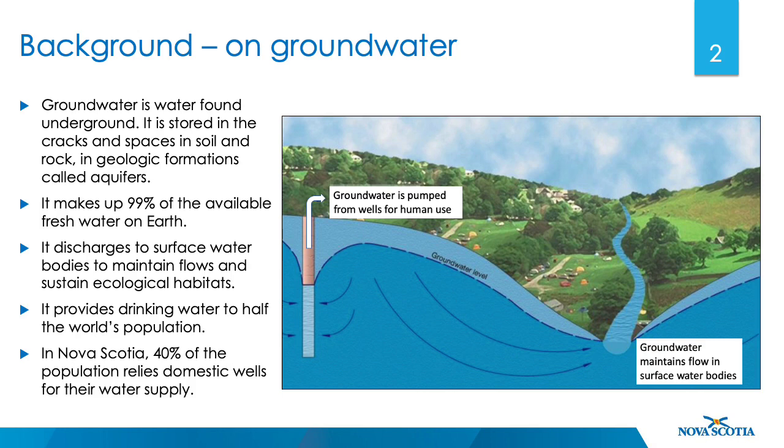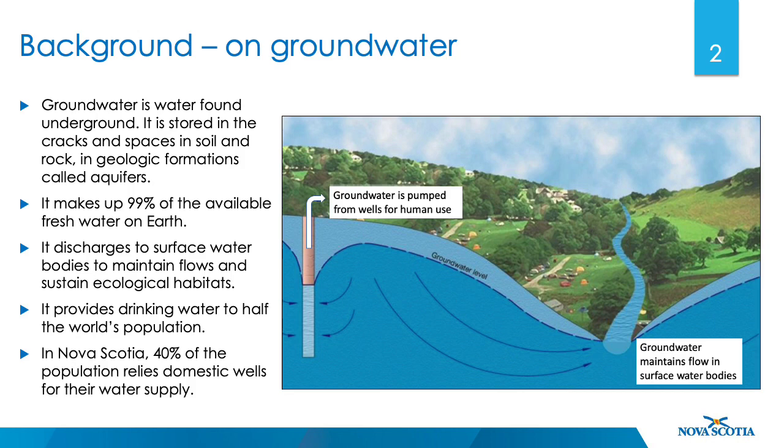Now, groundwater is important to the environment because it discharges to surface water bodies to maintain flow and sustain ecological habitats. So when you look at a stream during the summer when there hasn't been any rainfall for a long time, the majority of water in that stream or river is actually coming from groundwater that discharges to the stream.